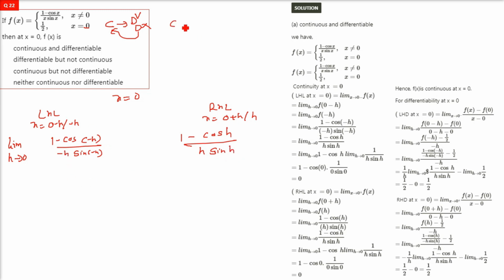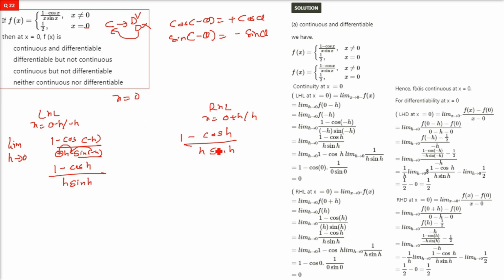Now please remember, cos of negative theta is equal to plus cos theta, while sin of negative theta is going to be negative sin theta. For cos, it is not like that. So in the numerator, it will be 1 minus cos h only. In the denominator, you will get negative sin h. Since we have a negative h already there, the negatives cancel and you get h sin h.